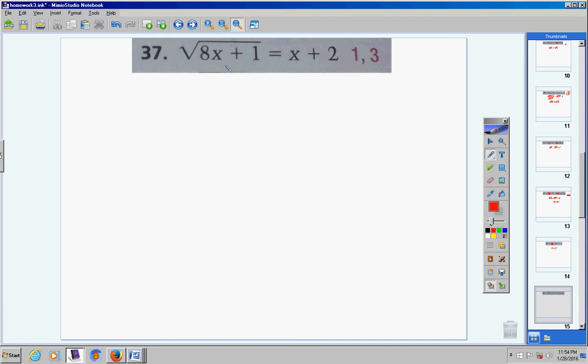Put a 1 in for x. 8 times 1 is 8 plus 1 is 9. Put a 1 right here. 1 plus 2 is 3. The square root of 9 is 3. 3 equals 3. Now let's check 3.